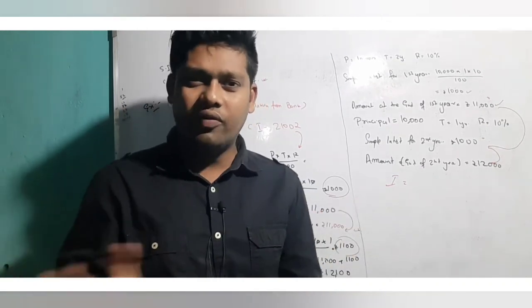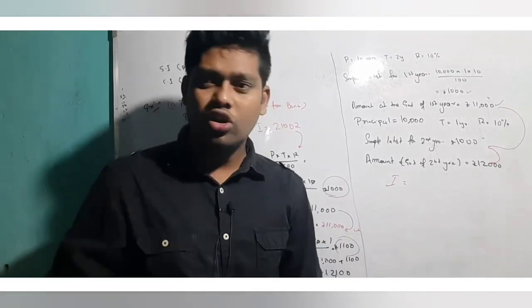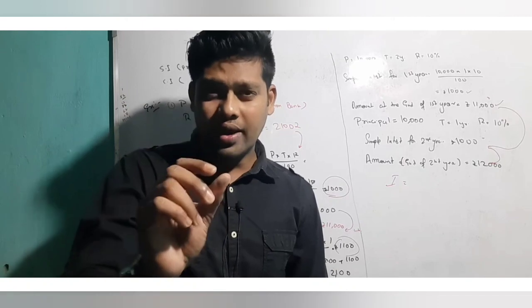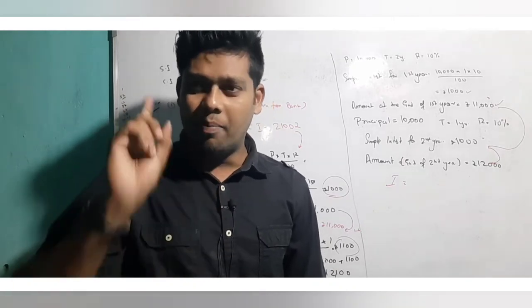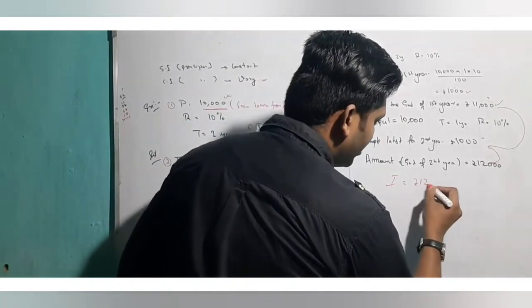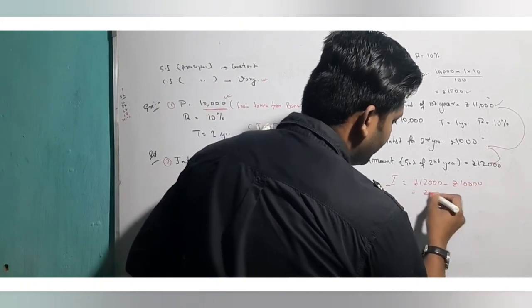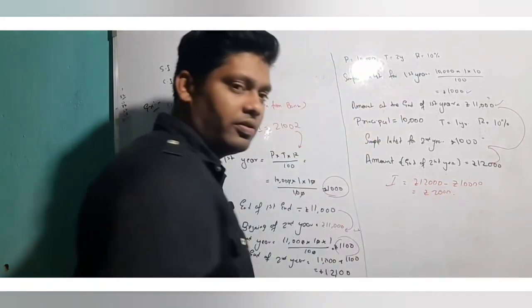Why are you making it different? They are asking you for the interest, after the second year. So you have to consider the amount at the end of the second year minus the original principal. So how much is it? Rupees 12,000 minus rupees 10,000. How much? Rupees 2,000. Clear?